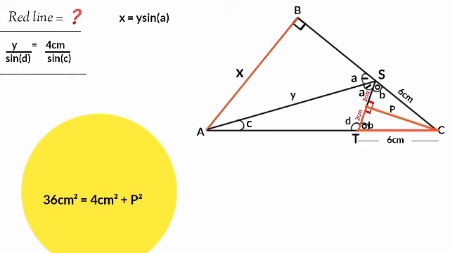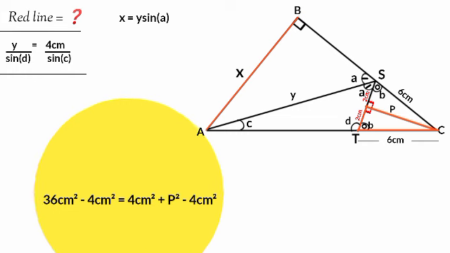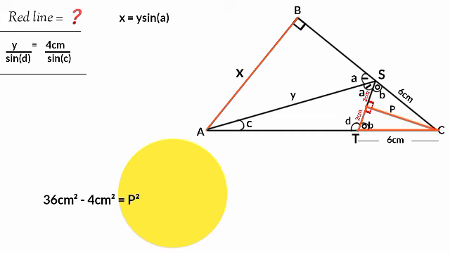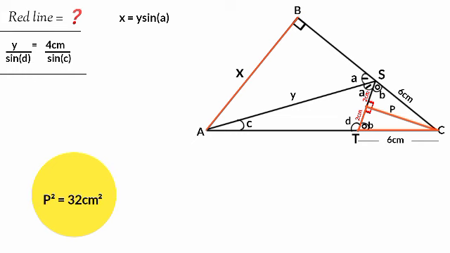We subtract 4 centimeters squared from both sides. Here 4 centimeters squared minus 4 centimeters squared is 0, and here 36 centimeters squared minus 4 centimeters squared is 32 centimeters squared. So 32 centimeters squared equal to p squared, which means p squared equal to 32 centimeters squared. Now we take the square root of both sides. Here square root of p squared is p, and here square root of 32 centimeters squared.